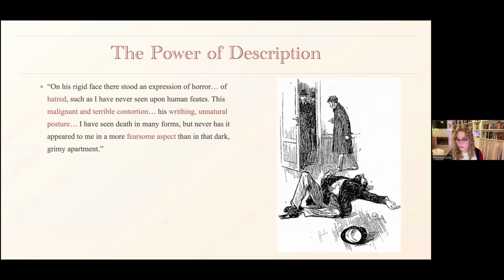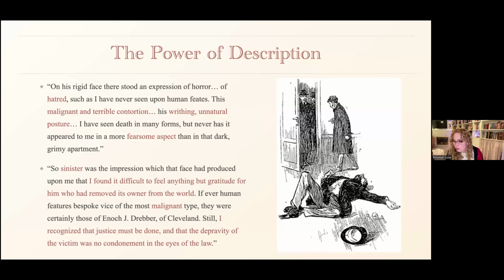As an example, while a reader may come to the novel expecting to feel sympathy for a murder victim, the descriptions of Enoch Drebber discourage the reader from that interpretation of events. Watson describes the corpse as being posed in a "malignant and terrible contortion" with a "writhing, unnatural posture." Later in the novel, Watson goes so far as to say that he found it difficult to feel anything but gratitude for "him who had removed its owner from the world," though he is quick to add that he recognizes that justice must be done and that the depravity of the victim was no condonement in the eyes of the law.